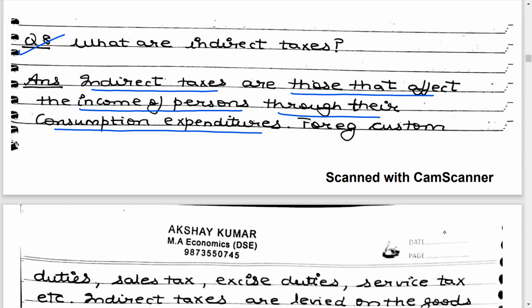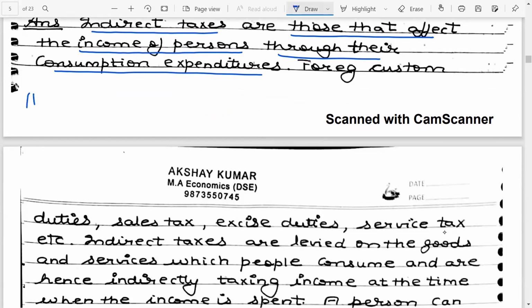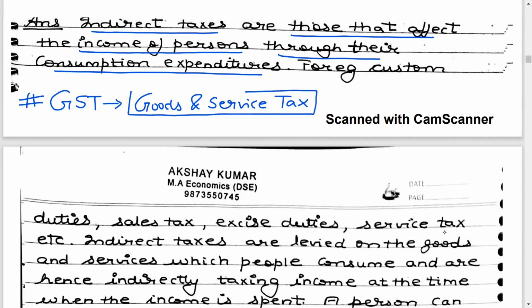Examples of indirect taxes, guys. The most famous example we have of indirect tax, I'm writing it on the screen. All students know this tax, GST. It's called Goods and Service Tax. Okay, so Goods and Service Tax is an indirect tax.